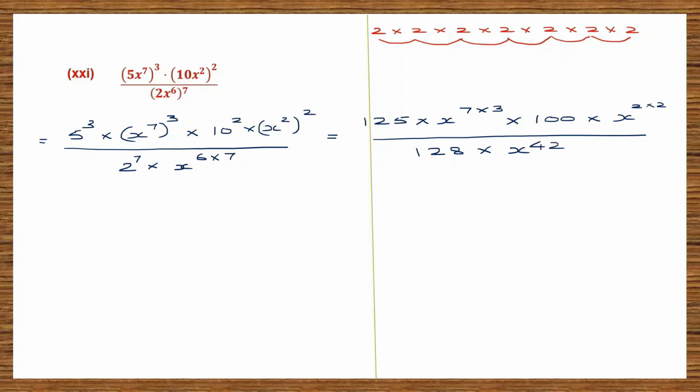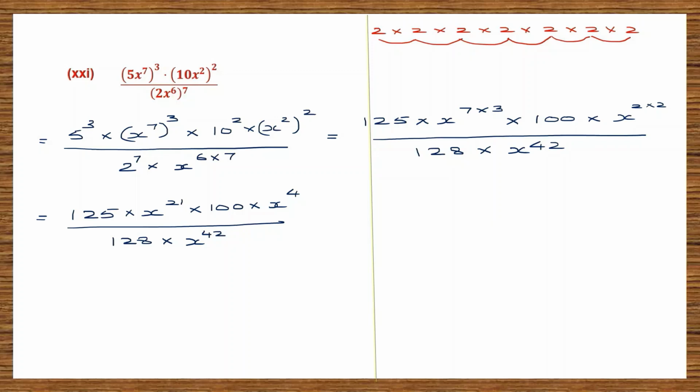Then we continue. We have 125 into x raised to the power of, let's see what it is here. 7 3s are 21. So let's write x to the power of 21. So 21 into, we have 100 and into x to the power of, what do we have there? 2 into 2. 2 2s are 4. So x to the power of 4. And in the denominator we have 128 into x to the power of 42.